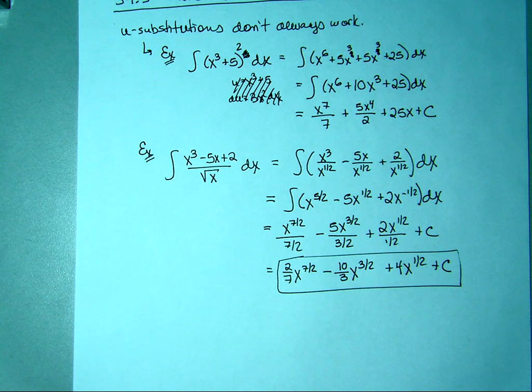Should end up being, first of all, when you separate the fraction, x to the 5 halves minus 5x to the 1 half plus 2x to the negative 1 half. Then integrate to 2 sevenths x to the 7 halves minus 10 thirds x to the 3 halves plus 4x to the 1 half with your constant at the end.